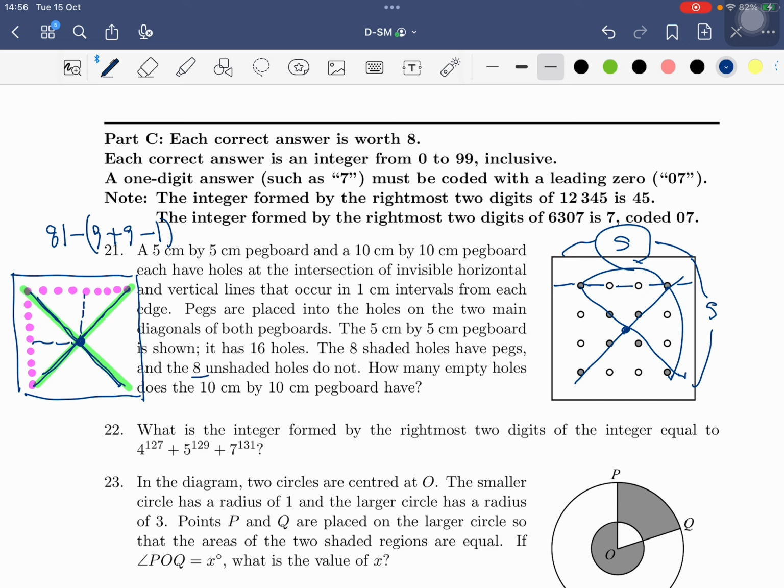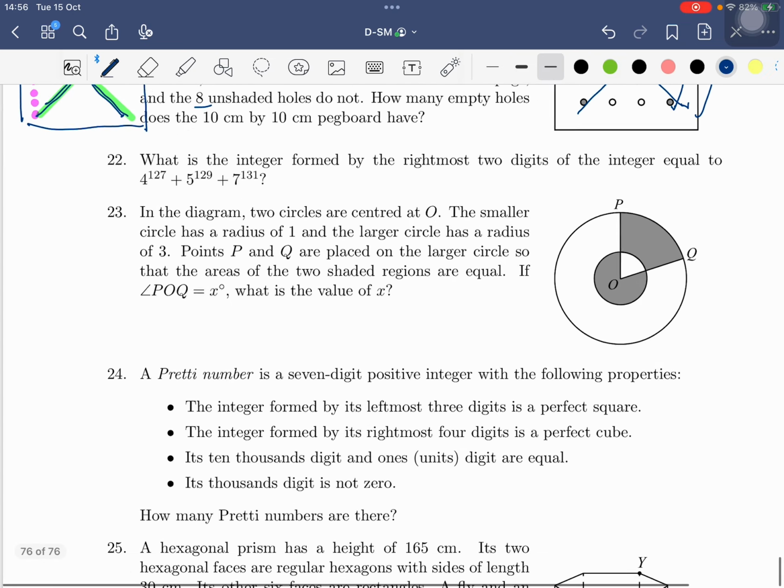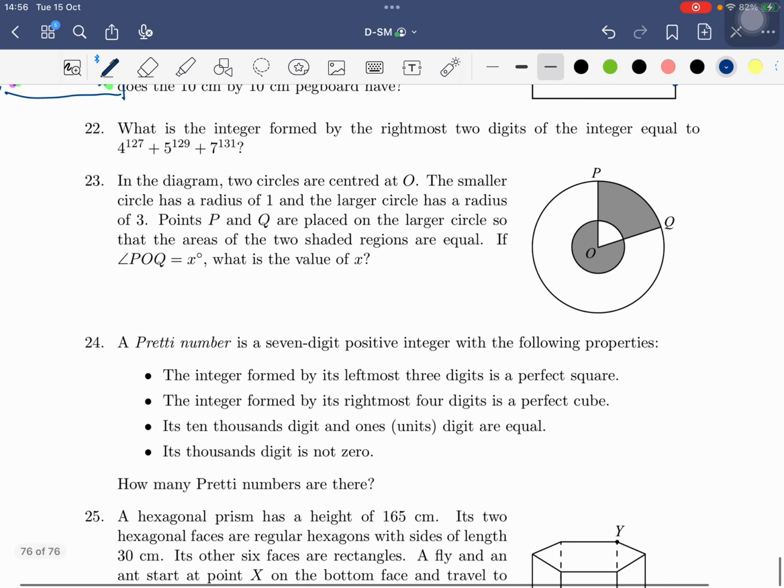So 17, 4, 64 is the answer. So what is the integer formed by the rightmost 2 digits? Rightmost is like unit and tens, so equal to, oh, okay.